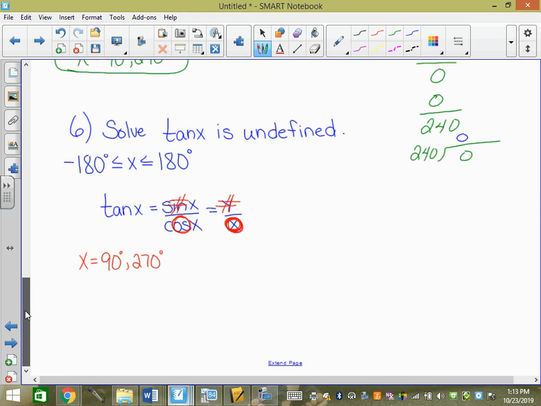Because they're flipped. Now, this is great. However, both of those don't fit. So 90 does. 270 does not. It's too big. So adding an extra 360 is probably going to make it way too big. So stop the madness. Don't do that. So I'm going to subtract 360, and I'm going to get negative.